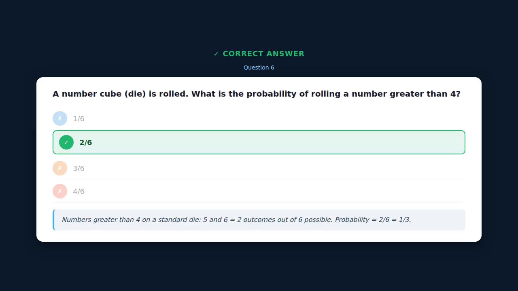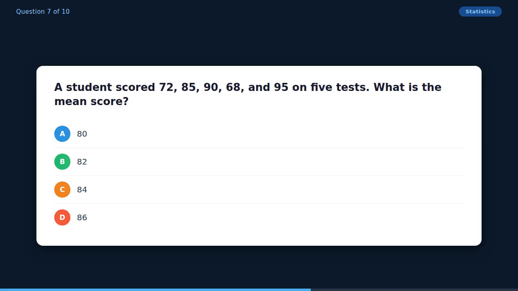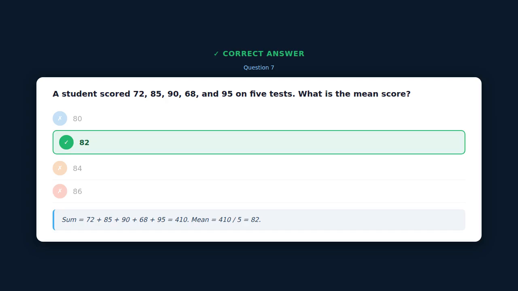Question 7 of 10. A student scored 72, 85, 90, 68, and 95 on 5 tests. What is the mean score? Option A, 80. Option B, 82. Option C, 84. Option D, 86. Take a moment. The correct answer is B, 82. Sum equals 72 plus 85 plus 90 plus 68 plus 95, which is equal to 410. Mean equals 410/5, which is equal to 82.